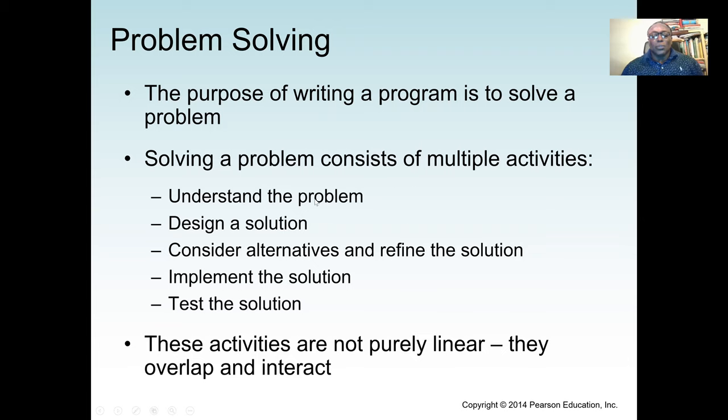So first, understanding the problem, then we need to design a solution. To understand the problem, we can do something called a requirement analysis. We try to analyze the problem. What should be the input to the problem that we want to solve, or the problem that the program is going to solve? What would be the input, and also what would be the output? Now, transforming the input to output is where the design issue comes in. So we have to design the solution.